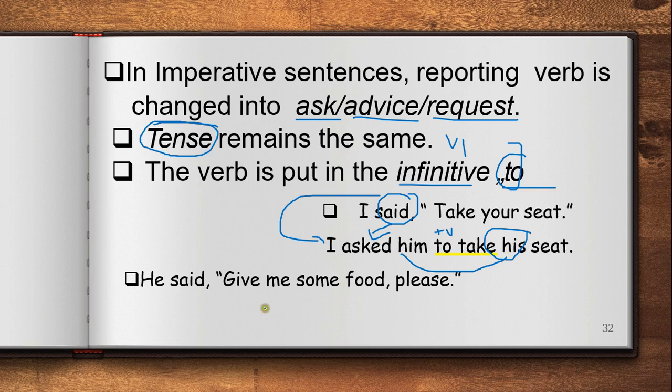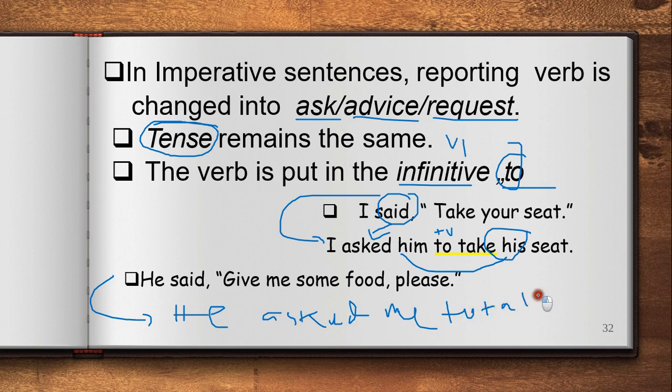Another example. Let's do this one. He said, "Give me some food, please." So let's change into the indirect. He asked me to give some food. Okay, he asked me to give some food.